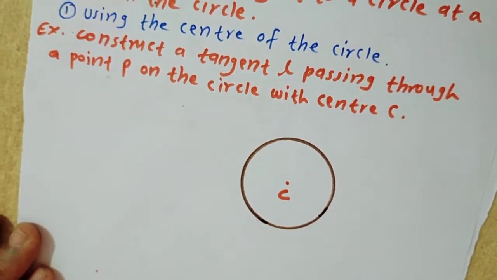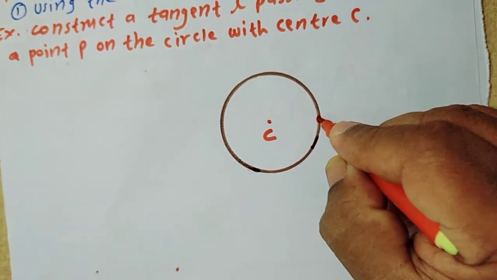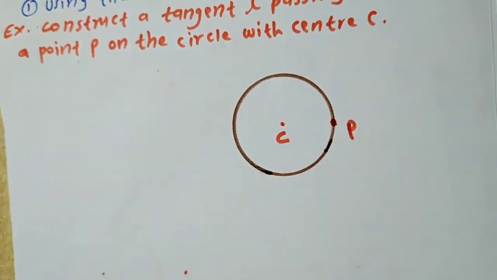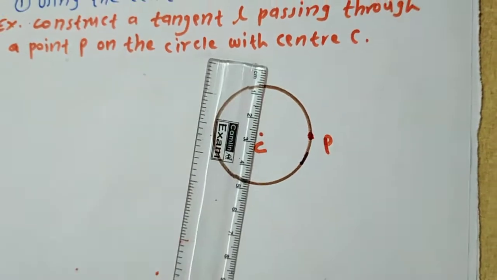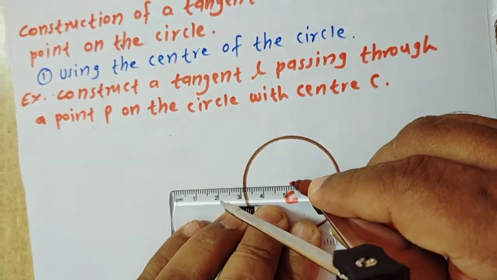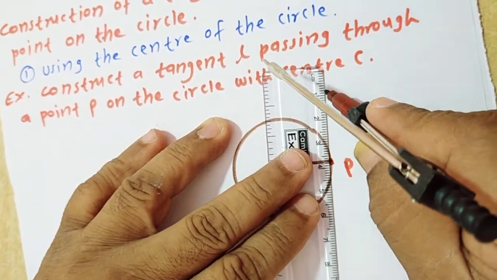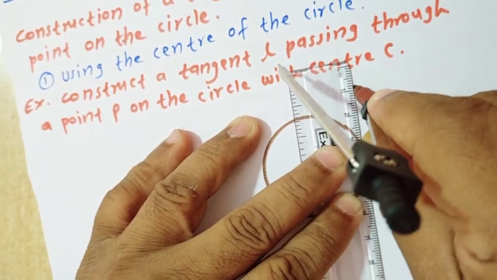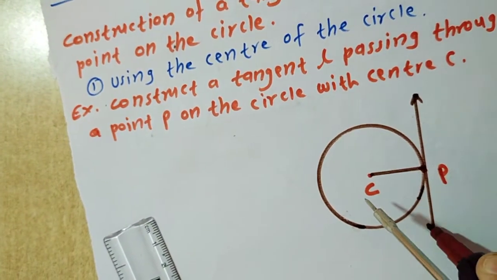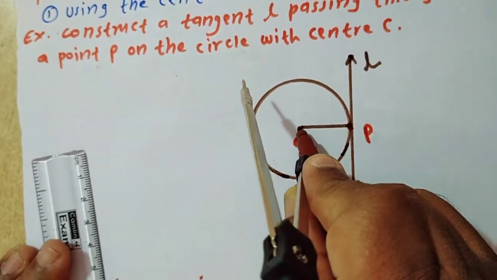This is a circle with center C. Now take any point P on this circle. Now we have to draw a tangent passing through point P, which is on the circle. Figure will be like this. This is the rough figure and this tangent is L, center C.